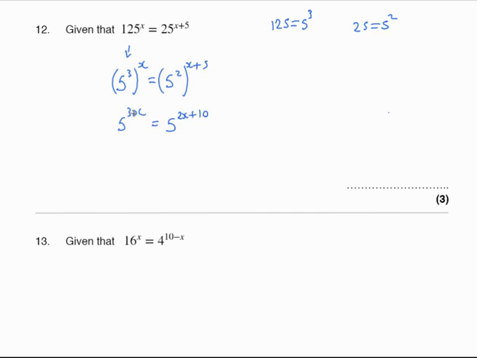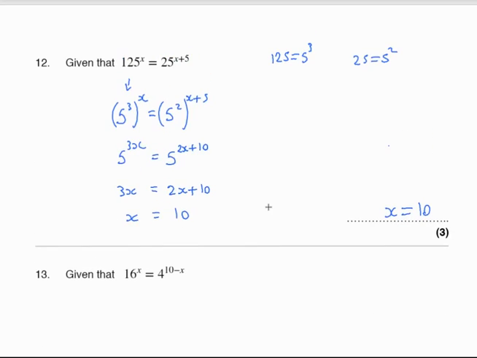Now I've got 5 to the power of something equals 5 to the power of something else, so I can say that those two indices are equal to each other. Taking away 2x from both sides leaves me with x is equal to 10. That is our final answer.